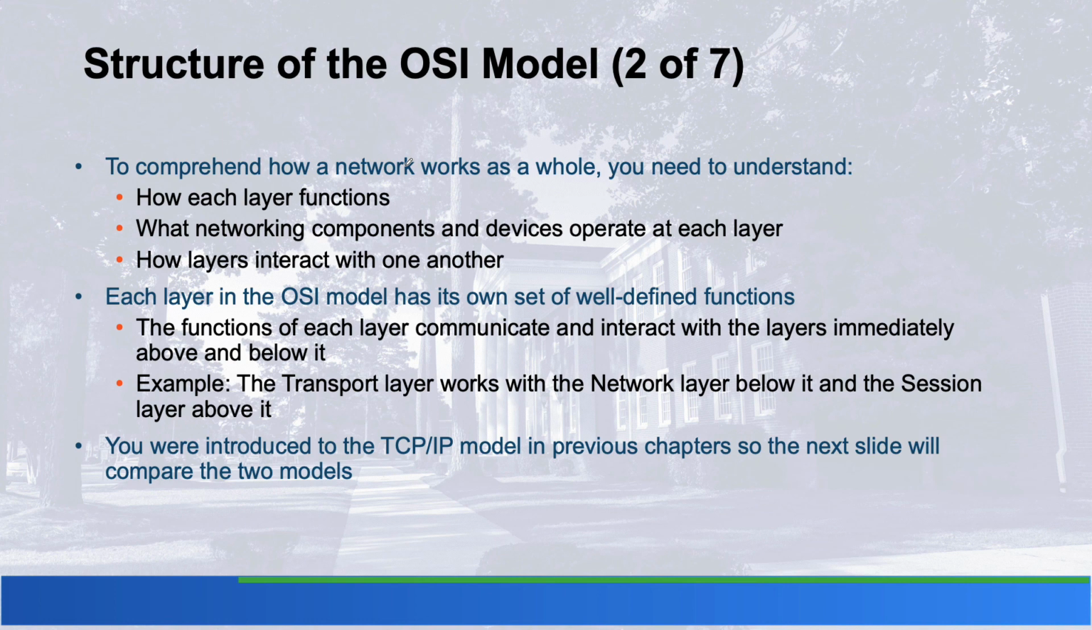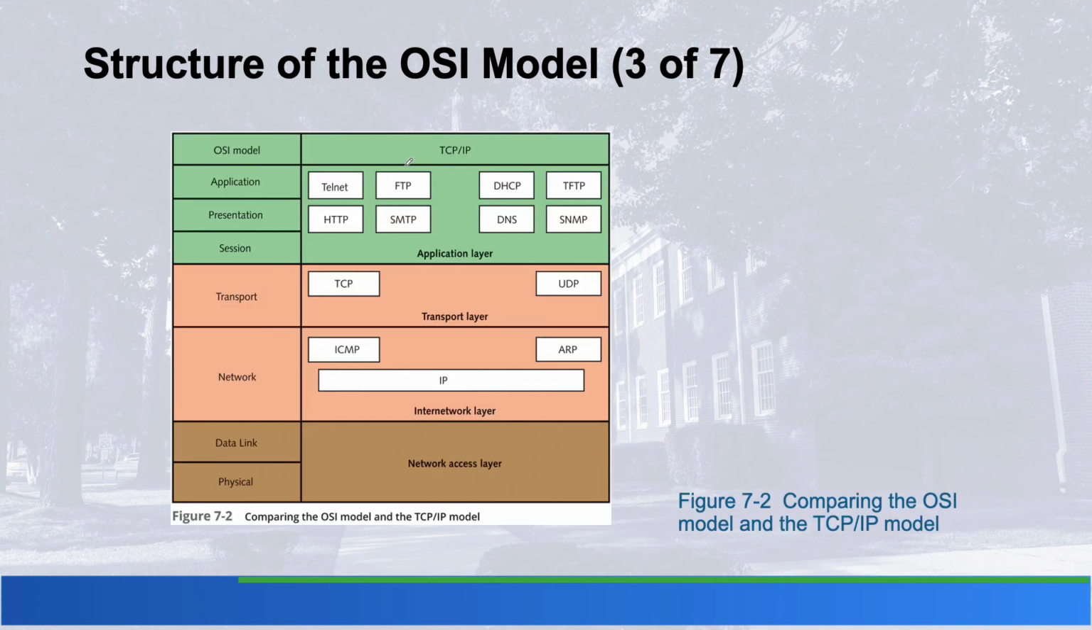In the previous chapters, we talked about the TCP/IP model. The TCP/IP model is based on the OSI model. So, if you notice, the OSI model had 7 layers. The TCP/IP model has only 4 layers. So the functions of the application, presentation, and session layers of the OSI model are all wrapped into one application layer in the TCP/IP model. The transport layer matches the transport layer 1 for 1. The network layer matches 1 for 1. And then the data link and physical layers are wrapped into the network access layer.